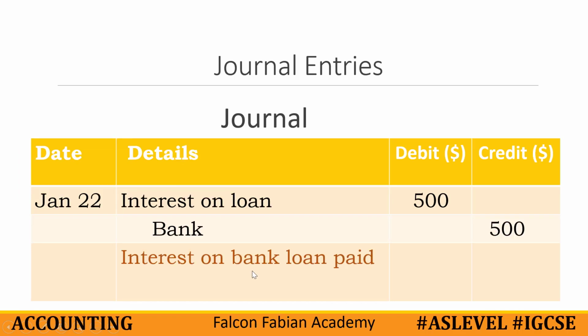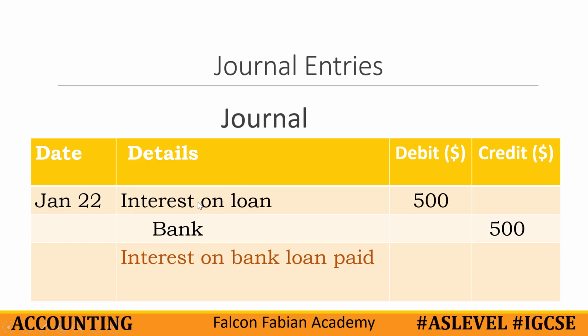Now, let's record the entry in the journal. So you would continue in the same format of the journal in which you had recorded the previous entry. On one page you have the format of the journal, and on the other page you will have the workings that you are doing. So date is January 22. What were the two accounts involved? Interest on loan and bank account.